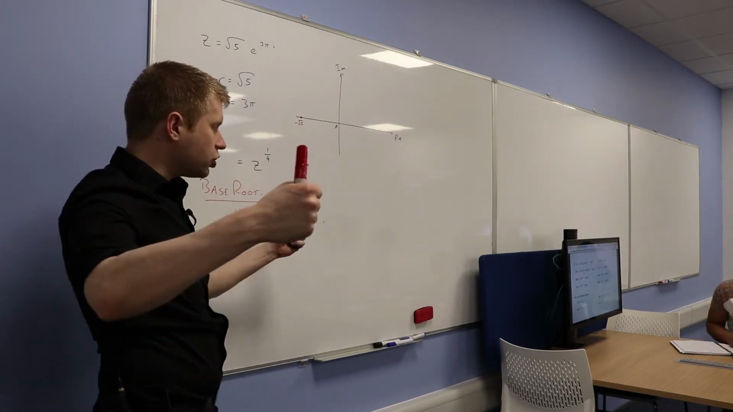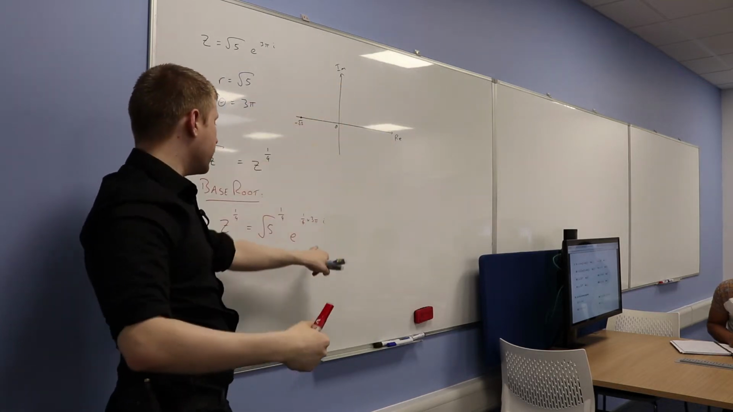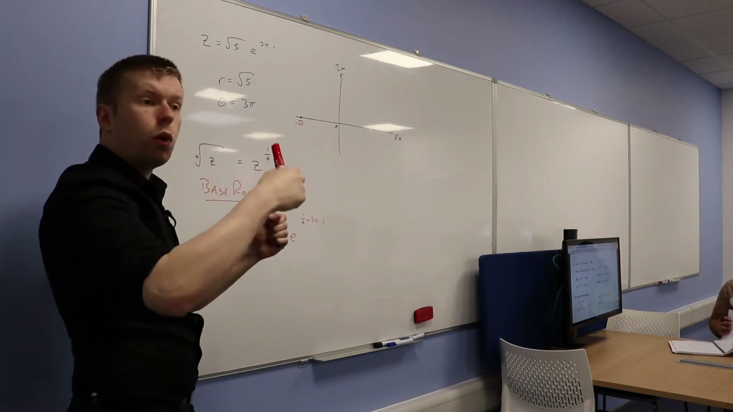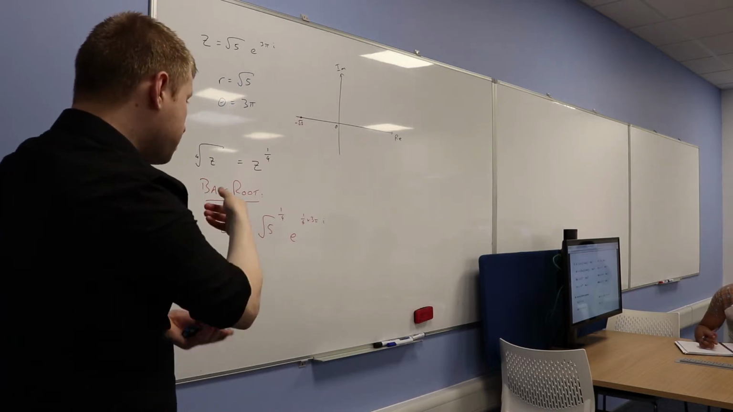You're doing that stretch, in this case shrink inwards, and you're also rotating the complex plane by that many times, 3 pi, and you're doing only 1/4 of that term. Is that okay? Okay, good. So that's the base root.